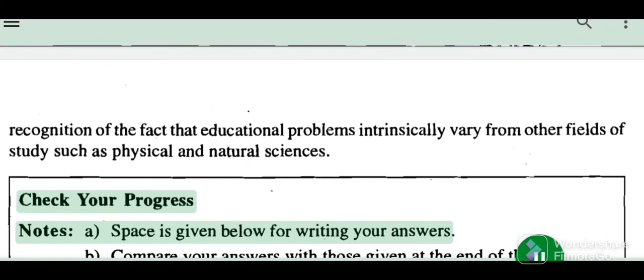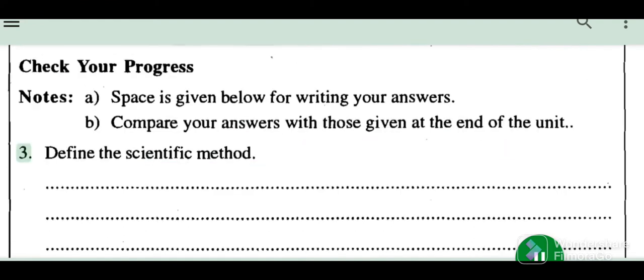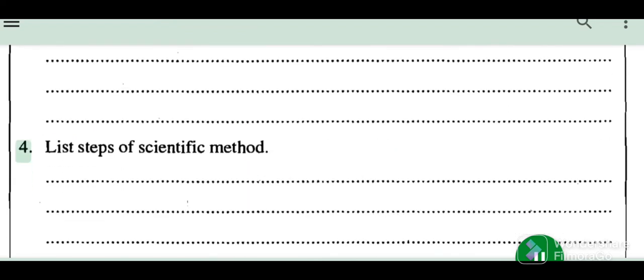Check your progress notes. A. Space is given below for writing your answers. B. Compare your answers with those given at the end of the unit. 3. Define the scientific method. 4. List steps of scientific method.